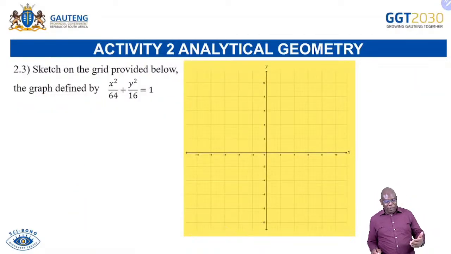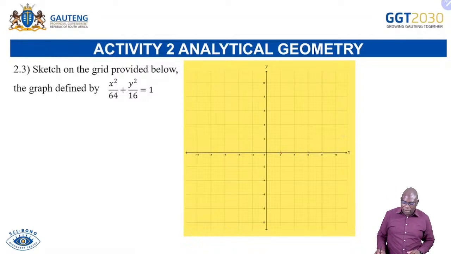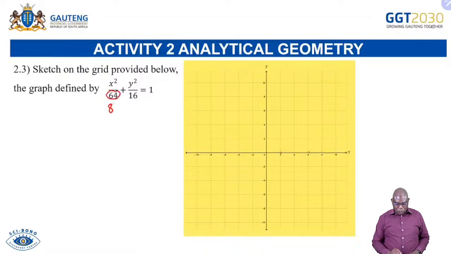All right. And obviously the next question will be sketch on the grid provided. Boys and girls will be given a grid, and some of the grids will have numbers. Some of them will not have numbers. So if they don't have numbers, then make sure that your scale is correct. I cannot say this is 1, this is 2, this is 3, and all that. I must make sure that the scale is correct. In this case here, I already know that 64 is 8 squared, 16 is 4 squared.